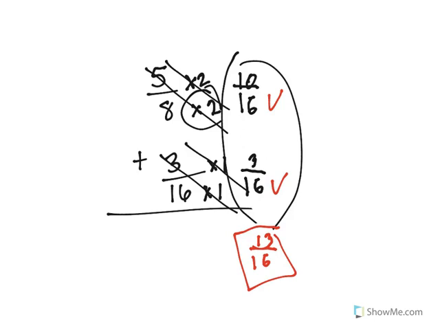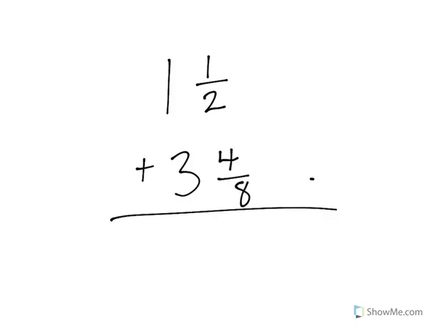So guys, sorry, I hope this video helps you a little bit. We're going to move on to using mixed numbers. This should be pretty short. All right. So here you go, Jay. Look, watch this. 1 and 1 half plus 3 and 4 eighths. All right, so I'm going to do this one, okay?